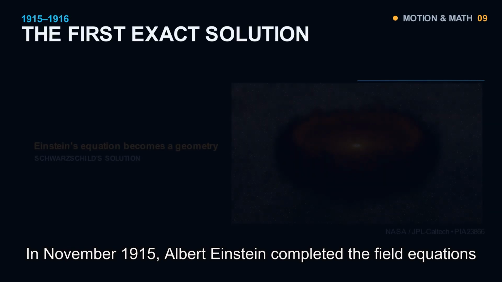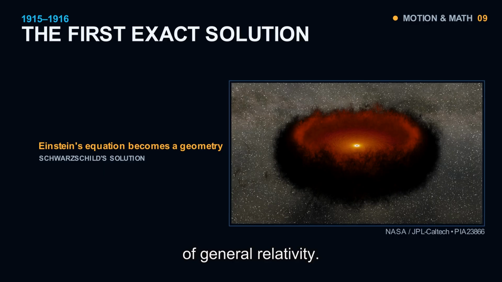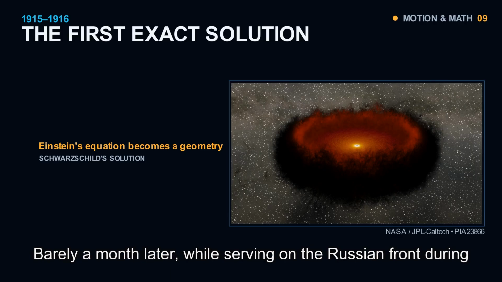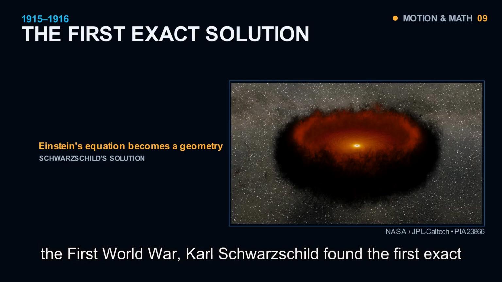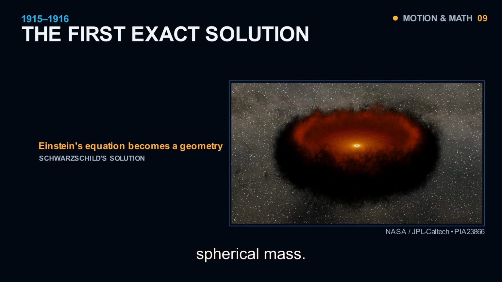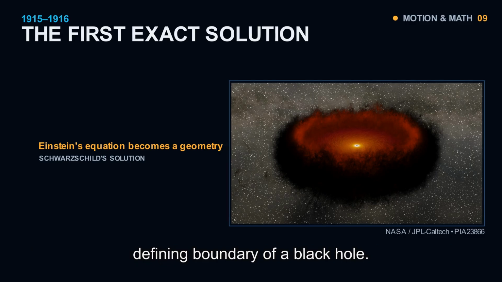In November 1915, Albert Einstein completed the field equations of general relativity. They were compact, elegant, and notoriously difficult to solve. Barely a month later, while serving on the Russian front during the First World War, Karl Schwarzschild found the first exact solution. The mathematics described the gravitational field outside a spherical mass. Decades later, physicists realized that hidden inside it was the defining boundary of a black hole.